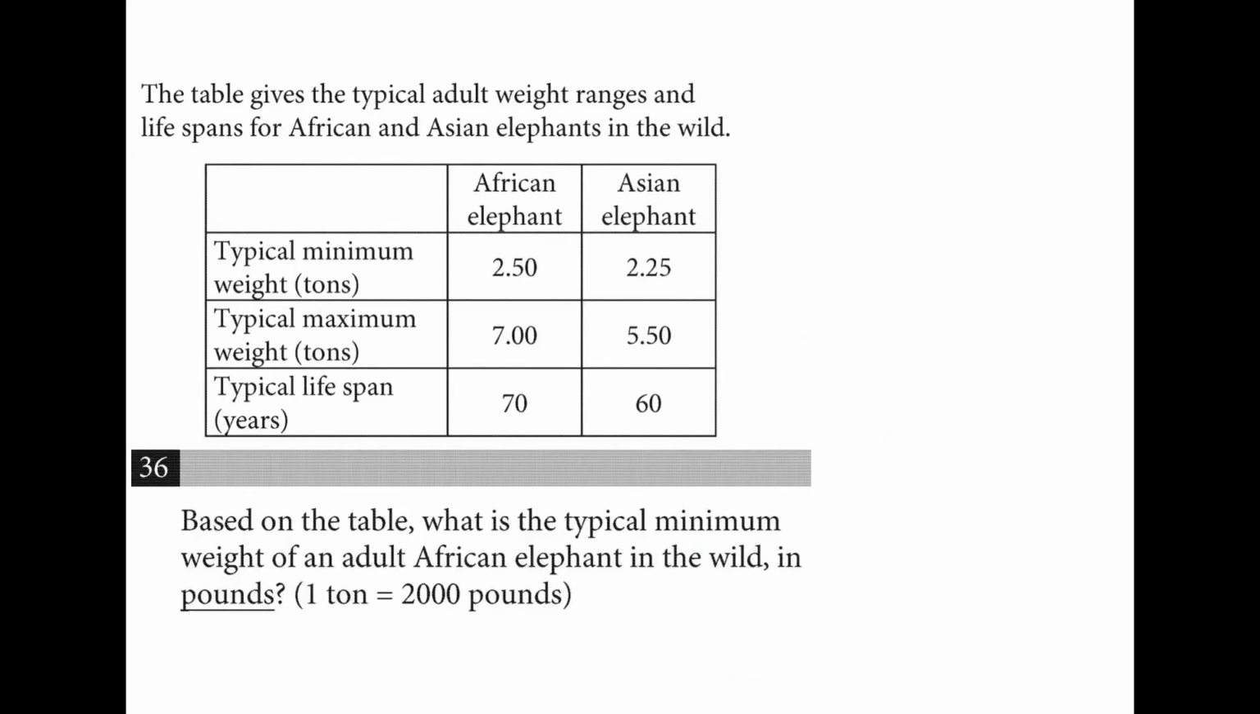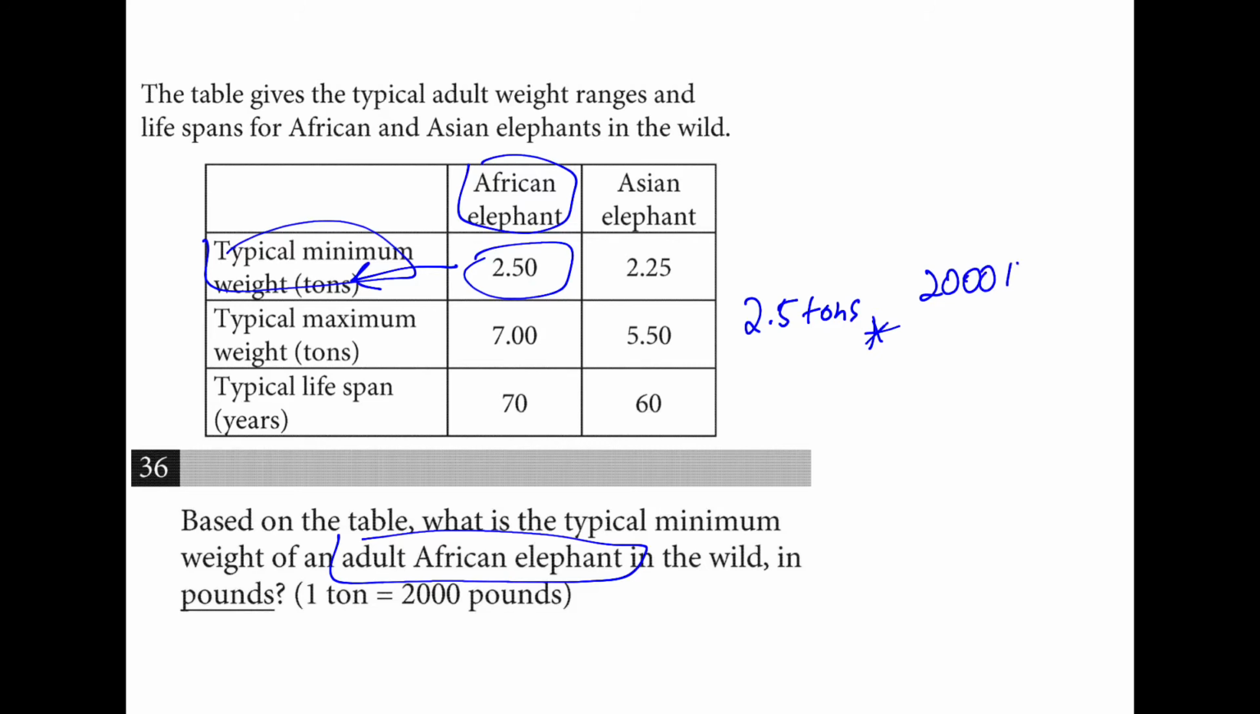Typical minimum weight of an adult African elephant. So here's African elephant, minimum weight. We're looking at this. And the unit there is in tons. So 2.5 tons. We're going to multiply that by 2,000 pounds per ton. The answer is 5,000.